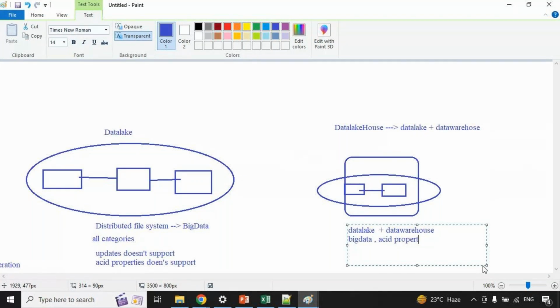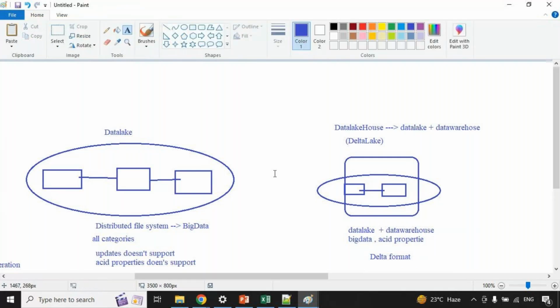So here, for example, for a data lakehouse it is Delta Lake. Here the data is in the Delta format. Guys, if this terminology is new to you, going forward you will understand.